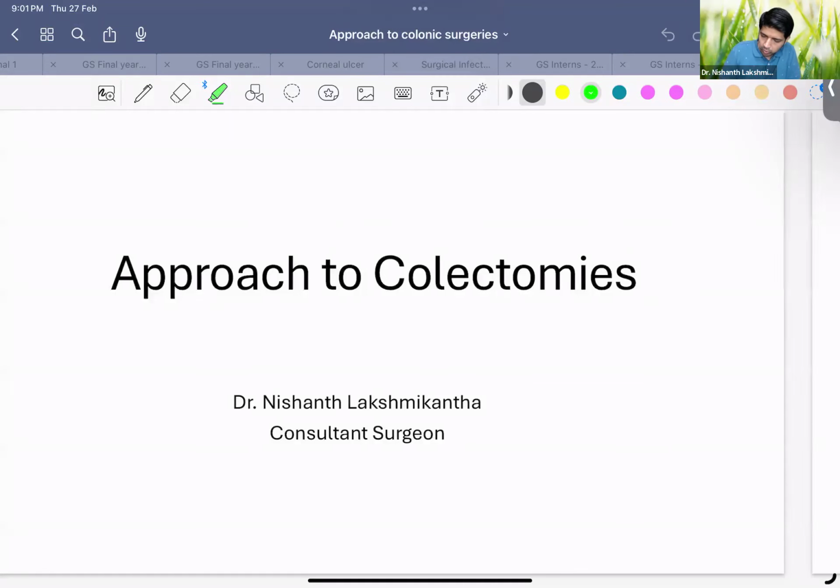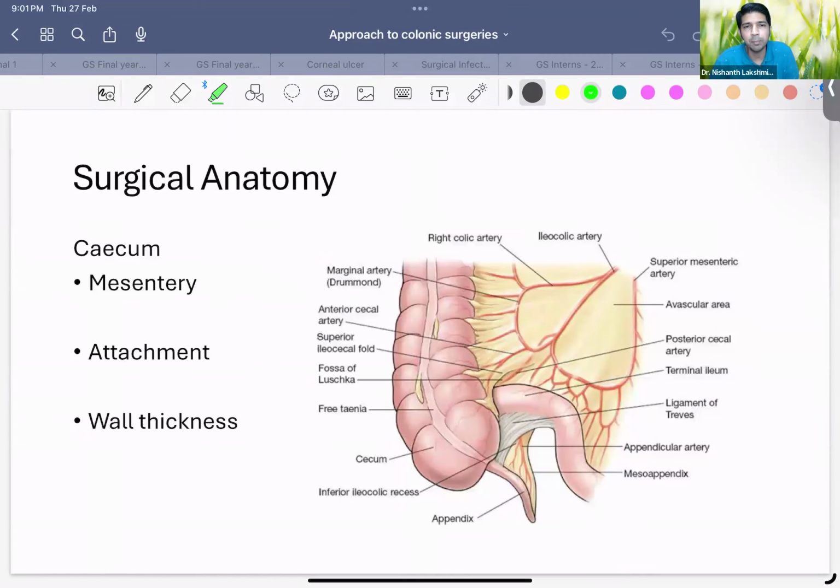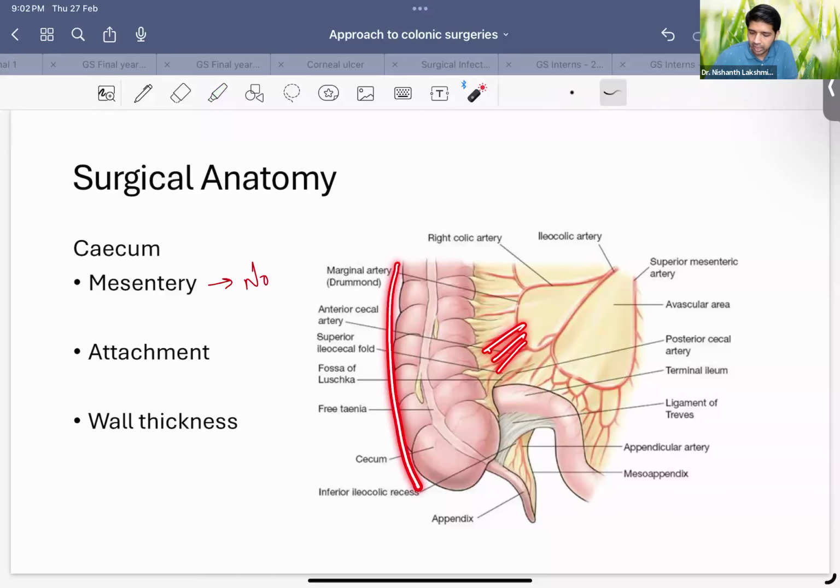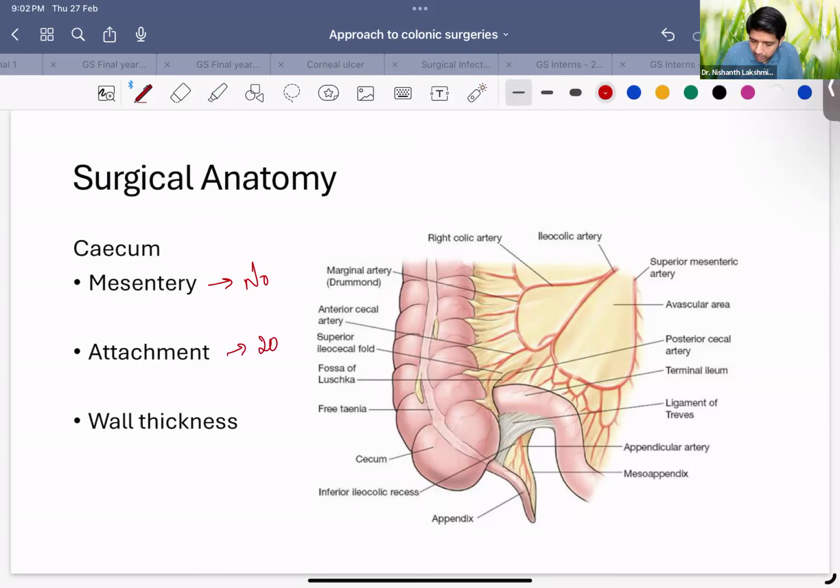Now, before we move on to the approach to the surgical part of the evaluation, first thing that we need to know is regarding the surgical anatomy. First and foremost is the fact that cecum has no mesenteric attachment. Normally you expect the colon to have a lateral attachment and a medial and a little bit of the posterior attachment as well. So because cecum does not have mesentery, it is only dependent either on the lateral or the posterior attachment. Now, sometimes in about 20% of cases, there will be no attachment.